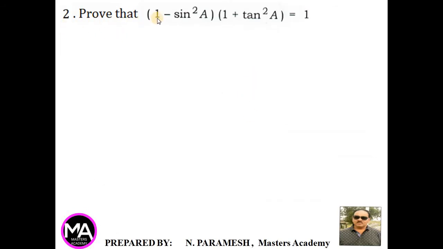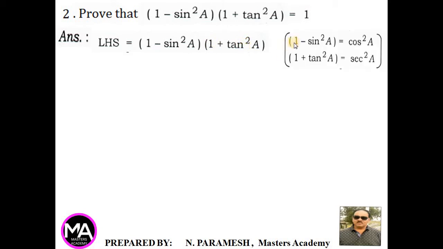Second question. Prove that 1 minus sin square A into 1 plus tan square A is equal to 1. Answer. Left hand side. 1 minus sin square A into 1 plus tan square A. 1 minus sin square A is equal to cos square A by using the identity sin square A plus cos square A is equal to 1. 1 plus tan square A is equal to secant square A. That is equal to, 1 minus sin square A is nothing but cos square A, 1 plus tan square A is nothing but secant square A.